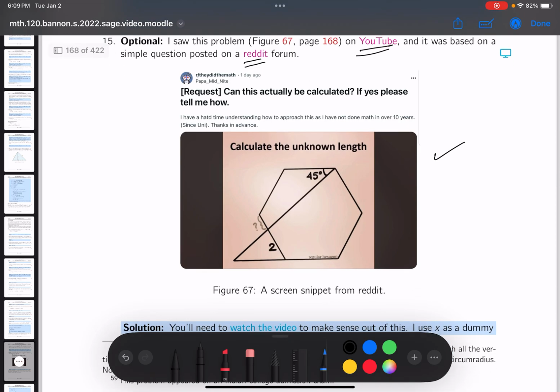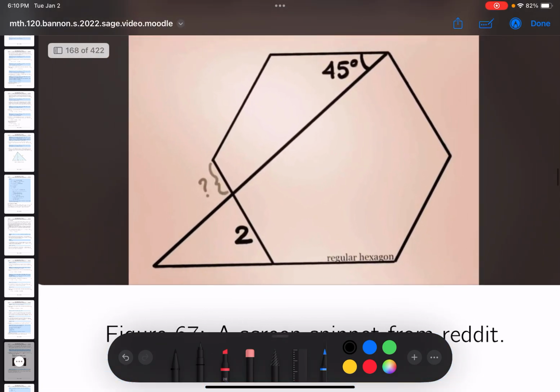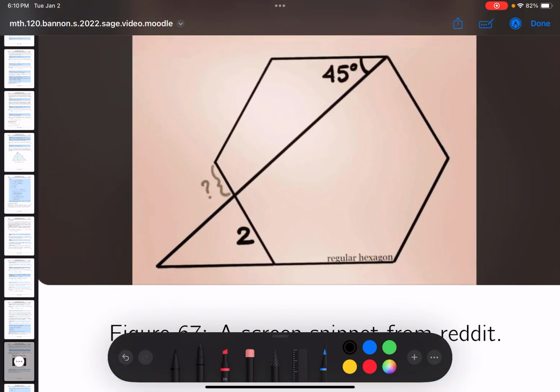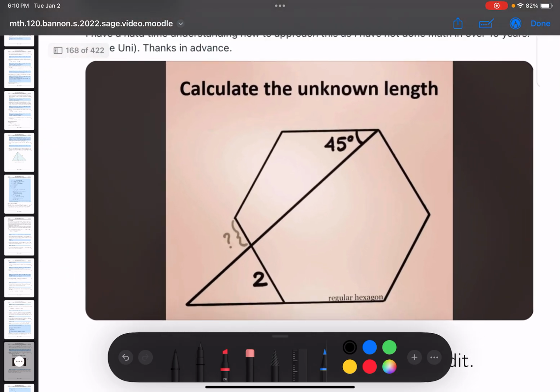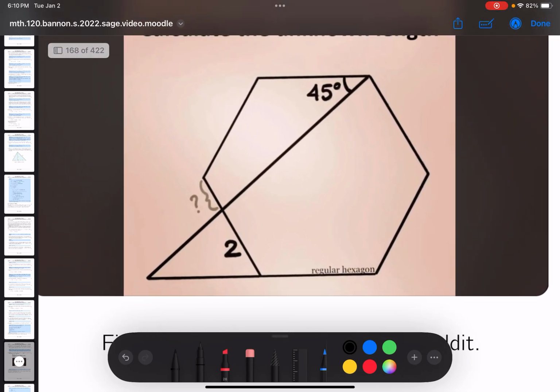What do I see? I see a picture of a hexagon, and if you blow that up, it does say a regular hexagon. I do see that. That's a six-sided figure. And they're asking me what the length of that question mark is there. Again, you go back over your calculate the unknown length. That's the question mark, by the way.